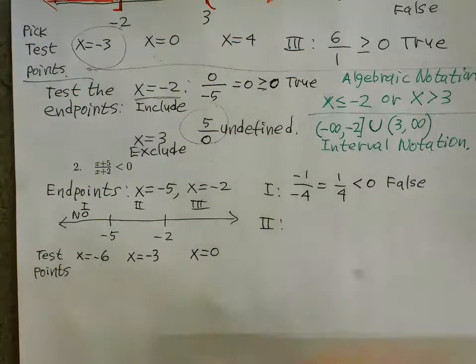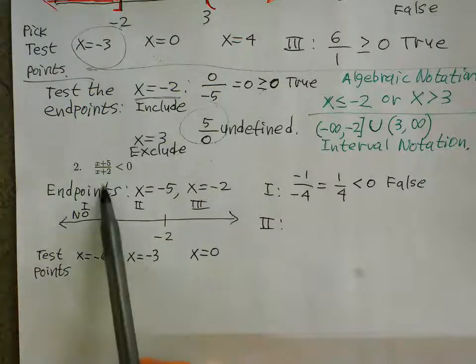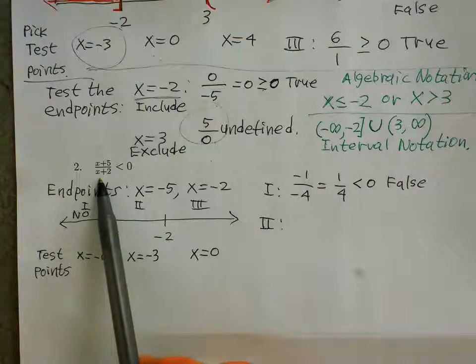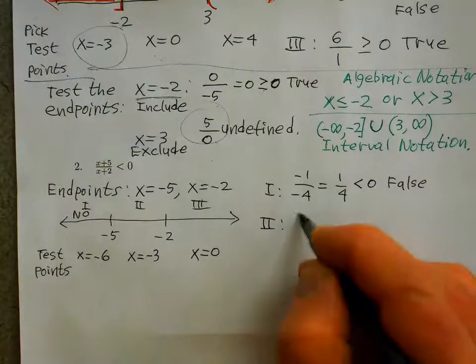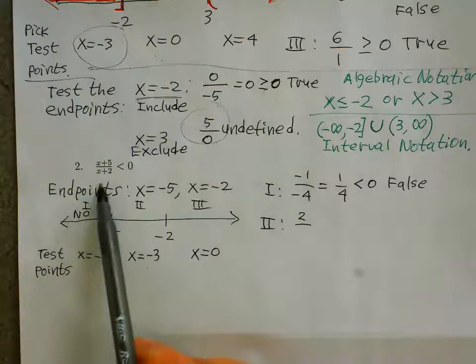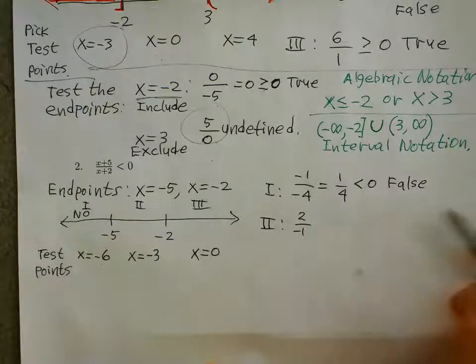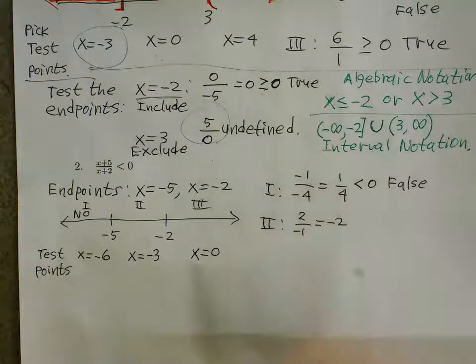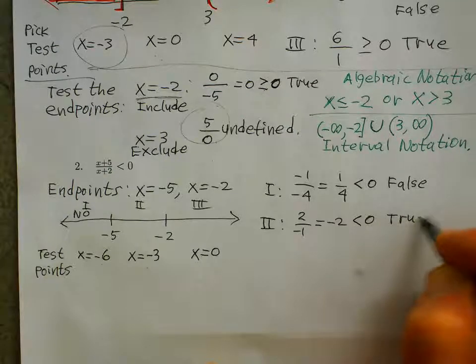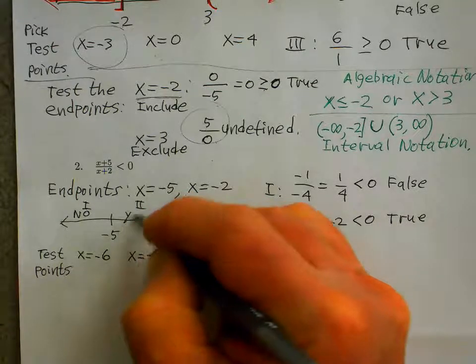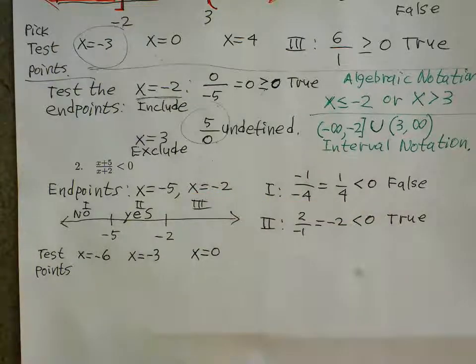In the second interval, the test point is -3. So in the inequality, replace every x with -3. In the numerator, -3 plus 5 is +2. In the denominator, -3 plus 2 is -1. 2 divided by -1 is -2. Then the inequality is less than 0. -2 less than 0 is true. So all of the numbers between -5 and -2 are solutions.